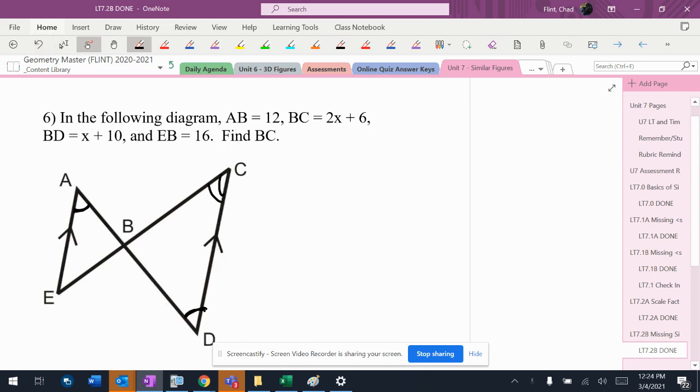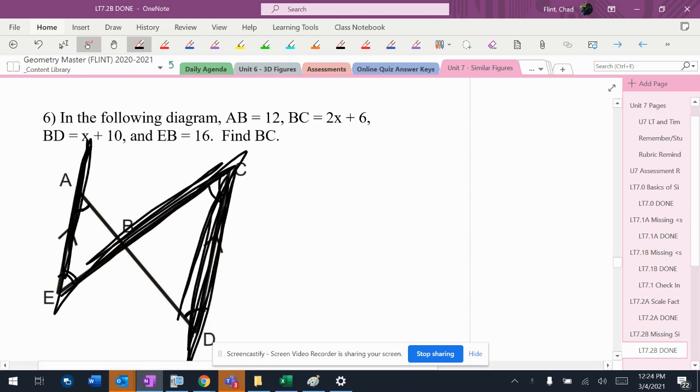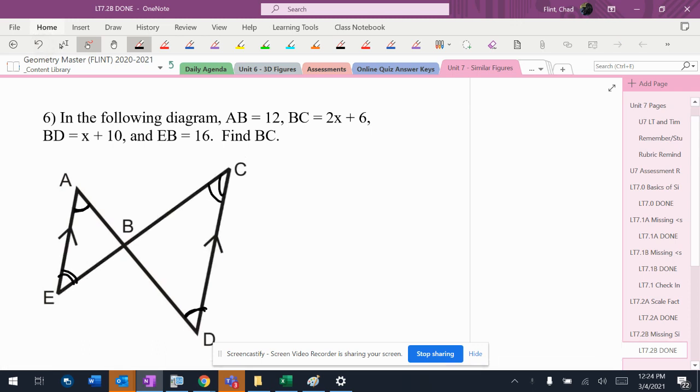And then this angle over here is the same as this angle over here, same thing. They make a Z with the parallel lines. So that's why those angles are the same. And then these two here are actually vertical. So I know all the angles are the same.